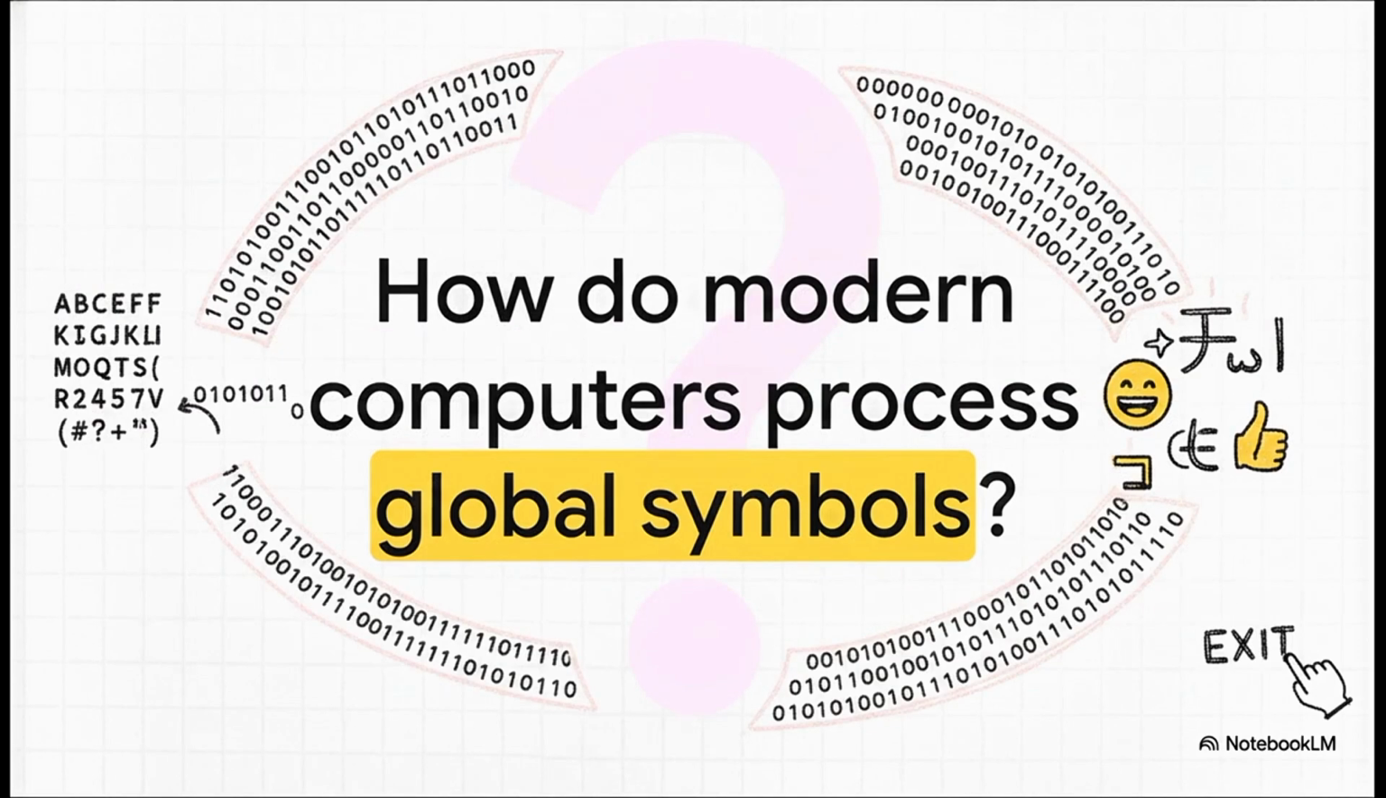Which leaves us with a fascinating thought. If ASCII gave us the first 128 characters to build the digital age, how does its massive successor, Unicode, manage to translate the entire world's complex communication, from intricate Arabic scripts to the exact emoji you send your best friend, into those same simple ones and zeros? It's a phenomenal question and exactly where this foundation will take you next.